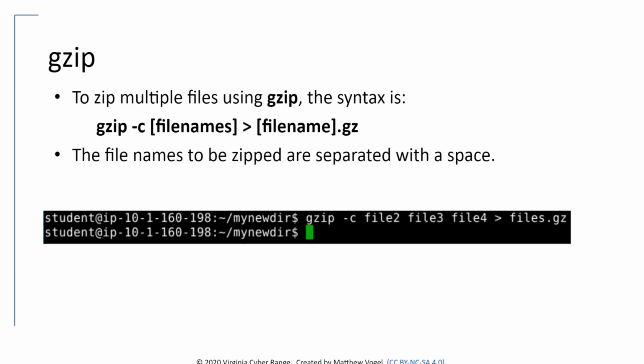Okay, to zip multiple files using gzip, the syntax would be gzip -c, then the file names, and then what .gz file you want to send it to. Okay, the file names to be zipped are separated with a space. So you see here gzip -c, file2, then a space, file3, space, file4, sent to files.gz. Pretty simple. You just list each file. You could put 10 or 15 files here. It doesn't matter if your command goes on multiple lines.